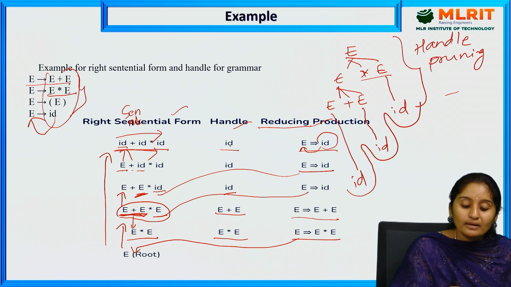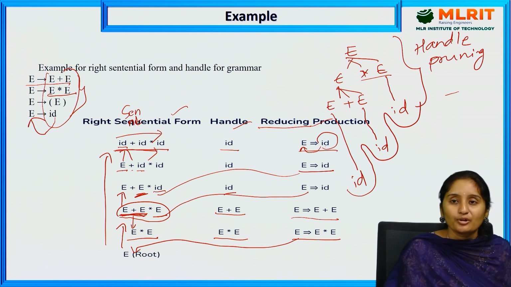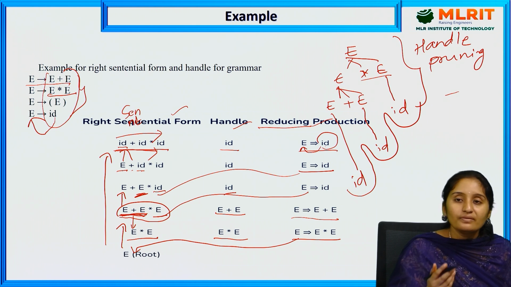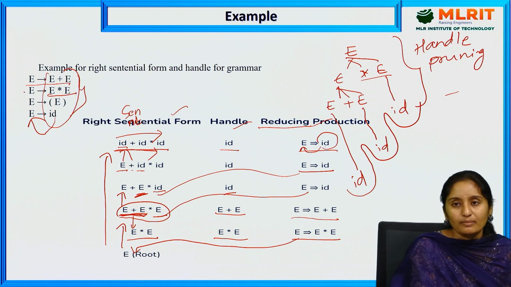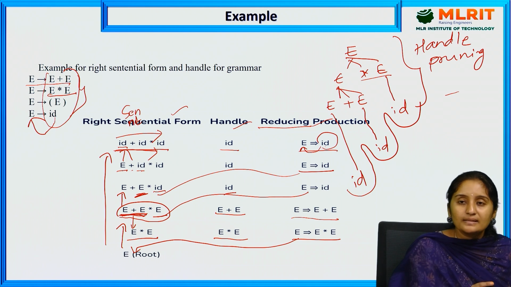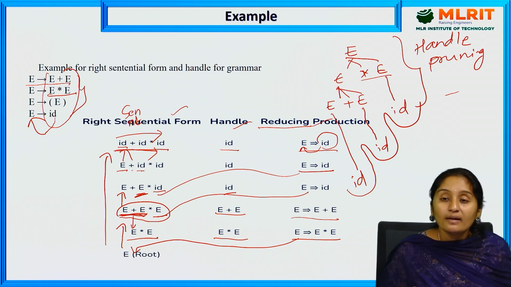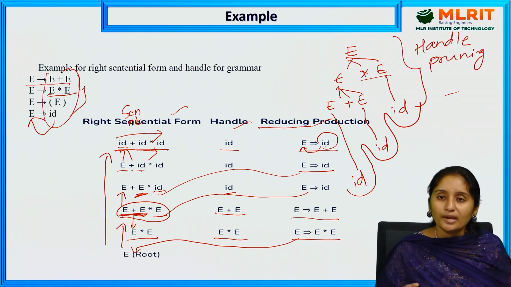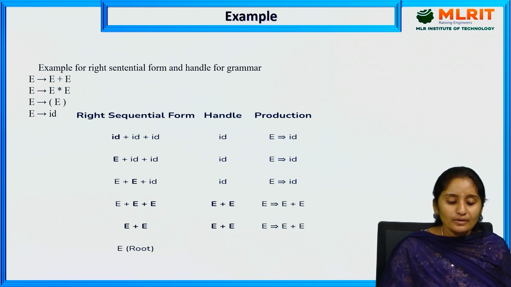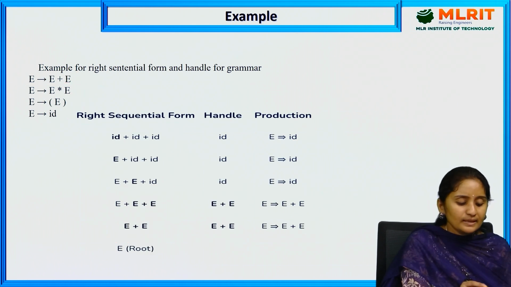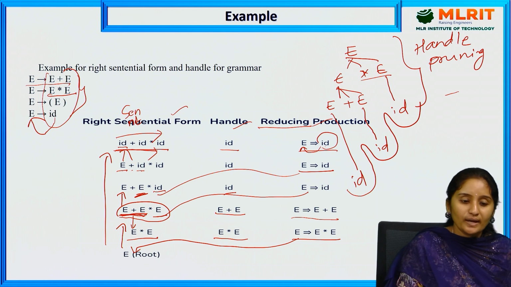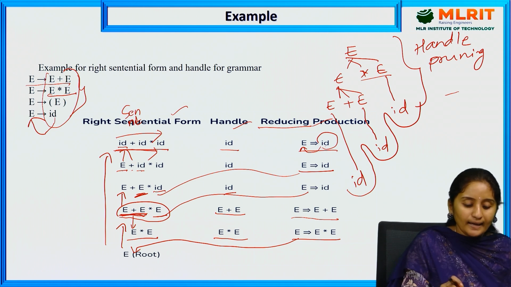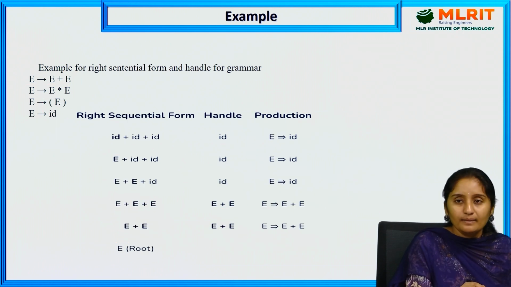A handle is a substring that we check against my productions. If it is matching, then we replace that handle by the left non-terminal. That is nothing but reduction, or a reduce production. So one more example. In the previous example, I had ID plus ID into ID. Here I am taking ID plus ID plus ID.